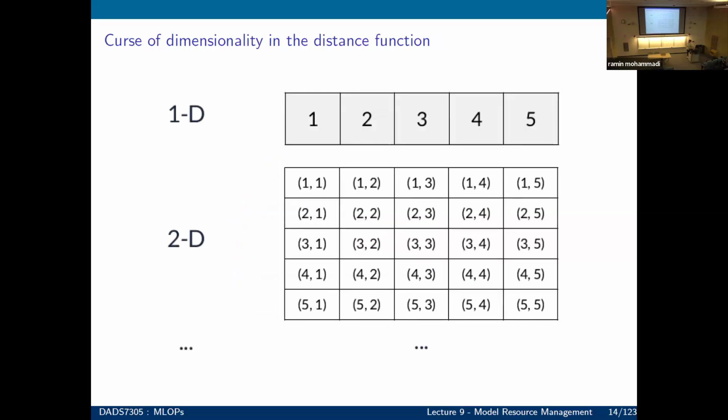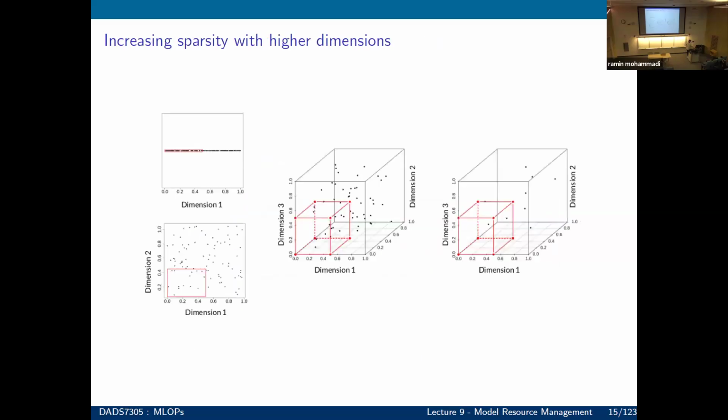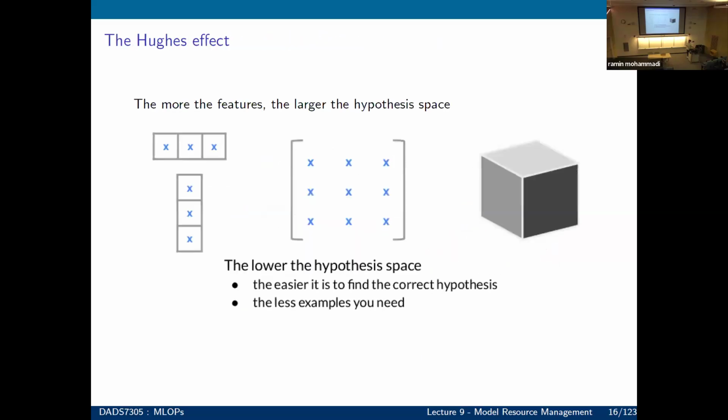So this is an example of 1D. As you go to 2D, this is basically what happens, and it's basically what we talked about. Now, there's another term called the Hughes effect. The Hughes effect basically says that the more features you have, the larger the search space. You need to always be aware of search space. Search space is the space that your algorithm, your neural network, will actively search through to find the optimal values.